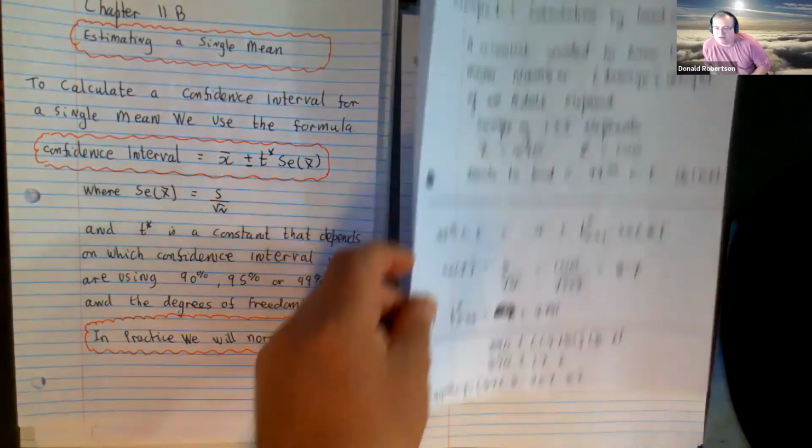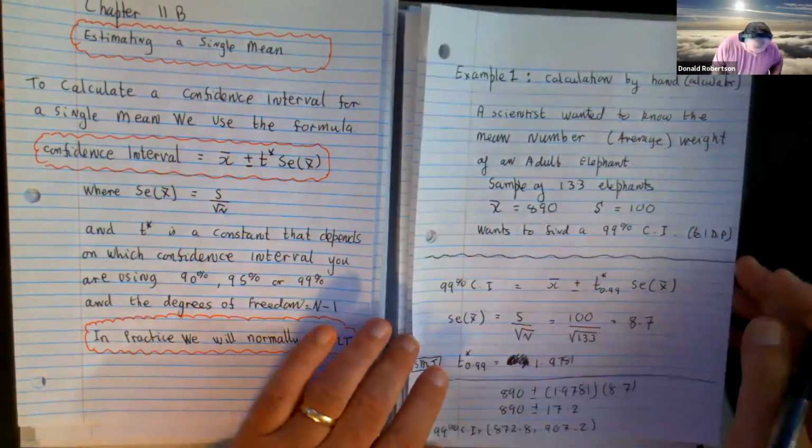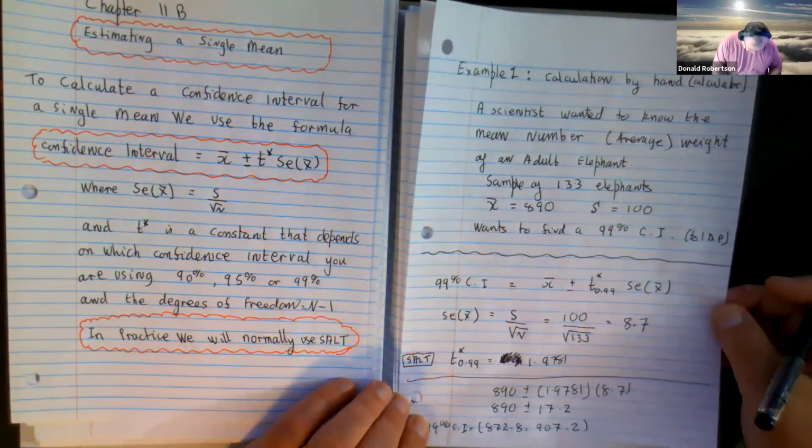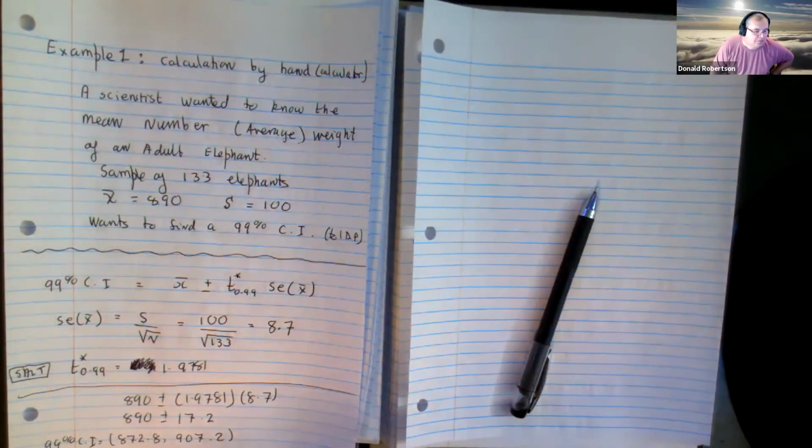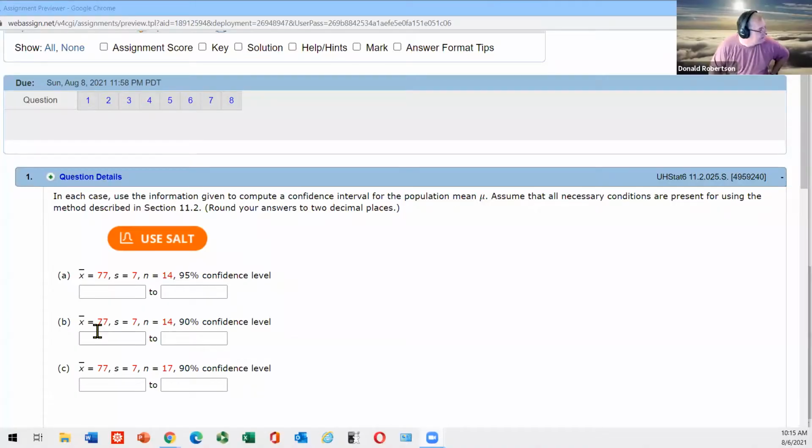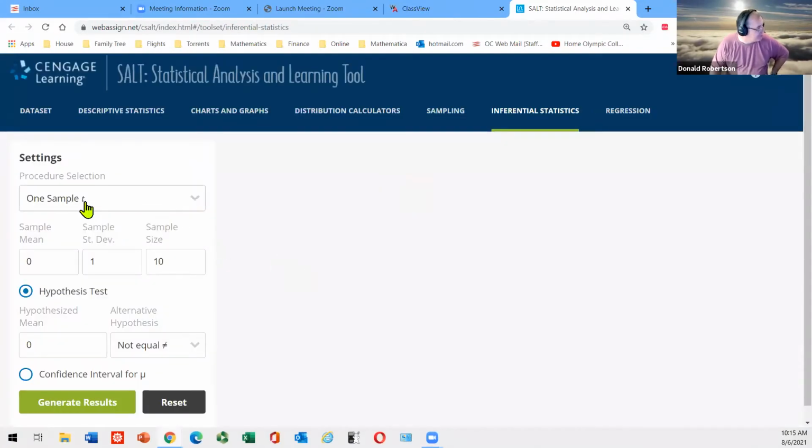Now, let's show you how you would probably really do this, and this is how you would do it in virtually all your homework: same question, but using salt. So I'm now going to go back to salt. We're going to go into 11B, so I'll make that set up. Good, right. So this is how you do that same question in salt. This guy is set up for the same kind of question, so use salt. One sample T, make sure you're in one sample T distribution.